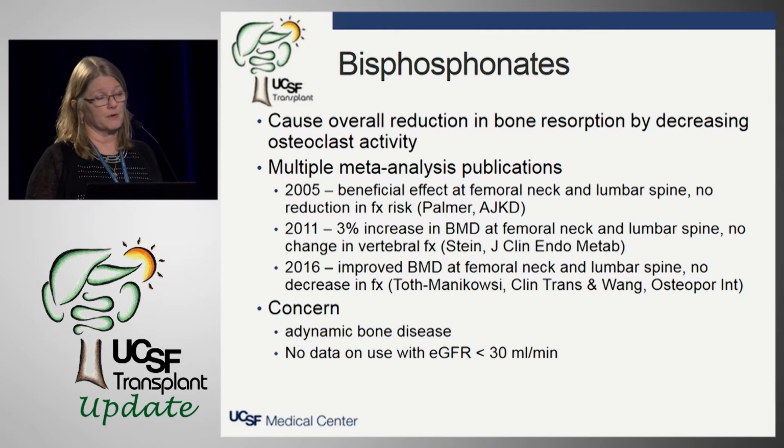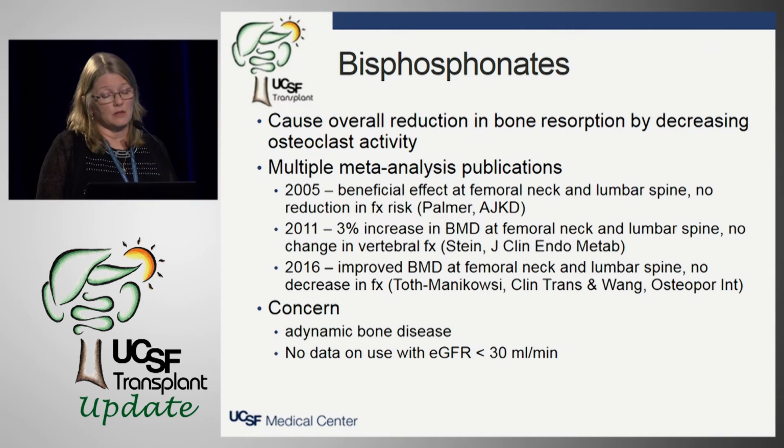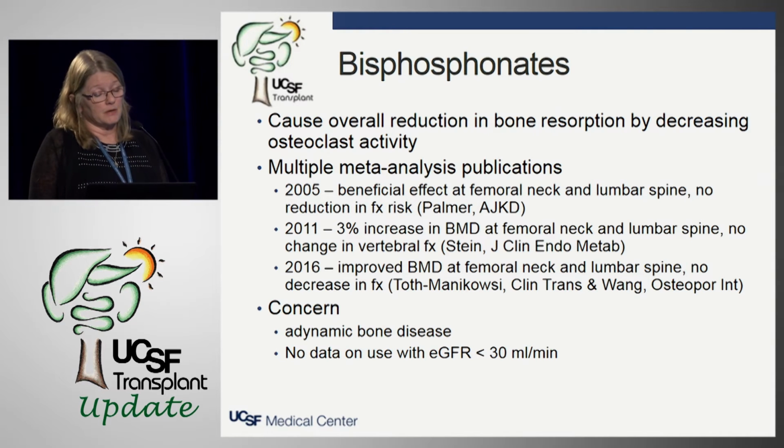What about the bisphosphonates, which is what everybody seems to ask about? They do cause overall reduction in bone resorption by decreasing osteoclast activity. I think there's at least 20 different studies out there that look at meta-analysis or publications on bisphosphonates. One in 2005 showed there's a beneficial effect at the femoral neck and the lumbar spine, but no reduction in fracture risk. That was by an AJKD. In 2011, there's a 3% increase in bone mineral density at the femoral neck and lumbar spine. No change in vertebral fractures.